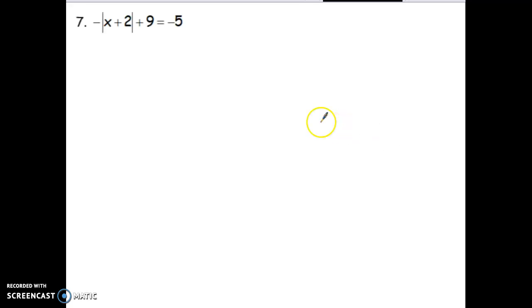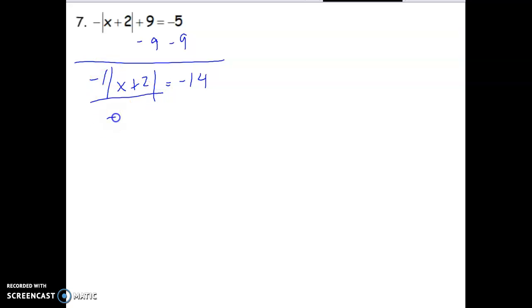All right, last one. So on this one, I'm going to start off the same way. I'm going to subtract 9 from both sides. All right, I still don't have the absolute value by itself. Remember that negative out there is the same thing as multiplying by negative 1. So I need to divide by negative 1 on both sides.